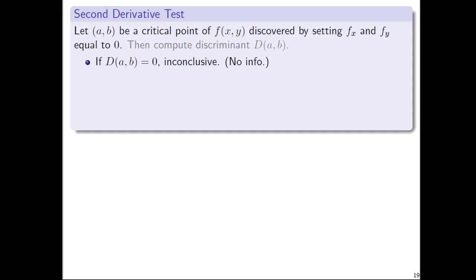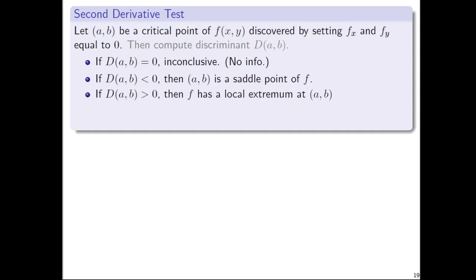So here's the thing. If the discriminant evaluated at the critical point gives you the number 0, inconclusive, you get no information. That kind of thing happens in second derivative tests. We've seen things like that before. Now, if the discriminant is negative at the point (a, b), then (a, b) is a saddle point of f. If, however, the discriminant at (a, b) is positive, then f has a local extremum at (a, b).